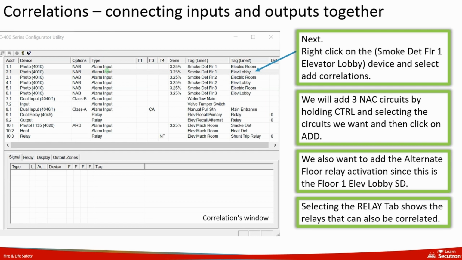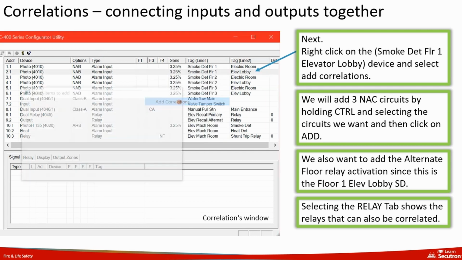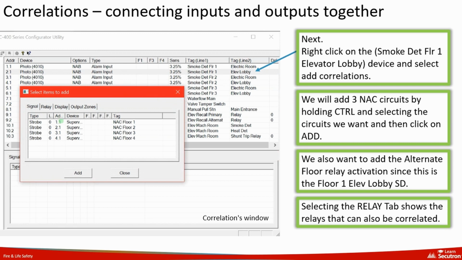Next, adding multiple circuit correlations. Right-click on the next device, Smoke Detector Floor 1 Elevator Lobby, and select Add Correlations. Here we add 3 NACs by holding Ctrl and selecting the circuits. Next, we click on Add to correlate these.